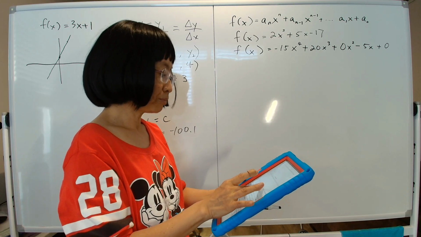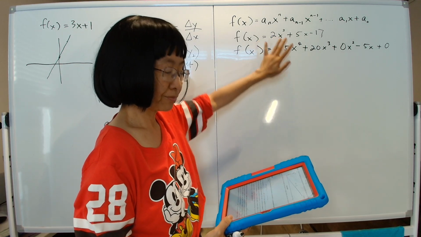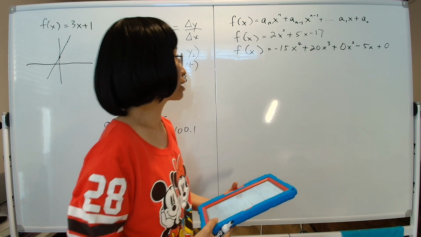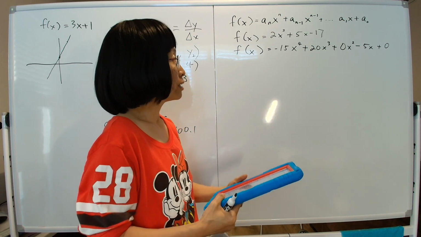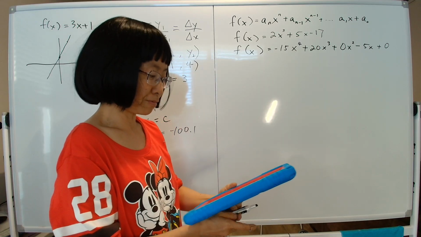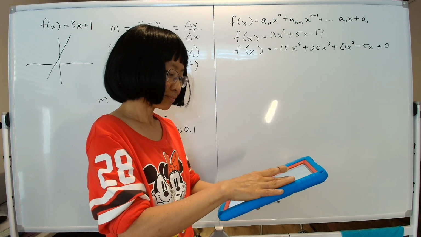Now, a polynomial that has a power of 2 is called a quadratic equation, which is very commonly used in algebra. The polynomial that has the third power is called a cubic, and we don't care that much about that. Well, at least I don't.